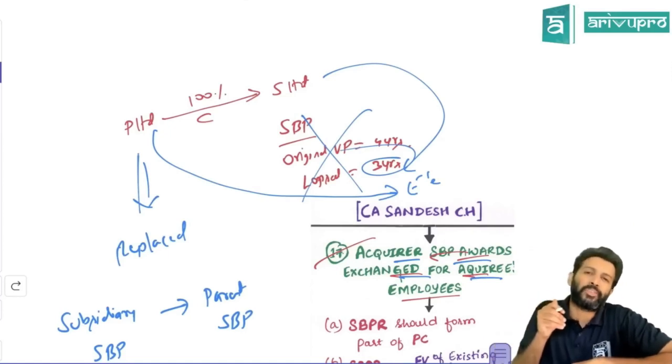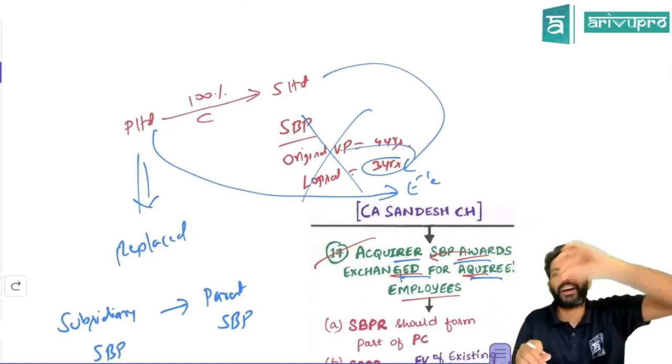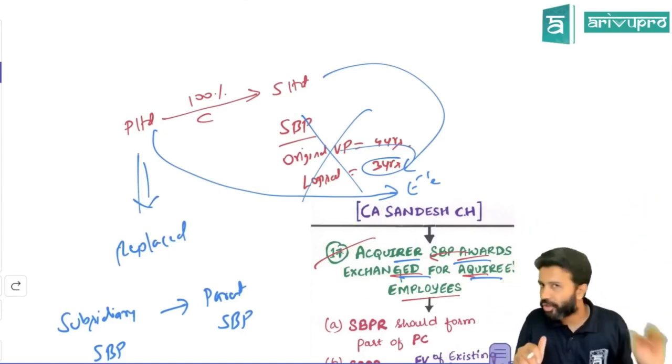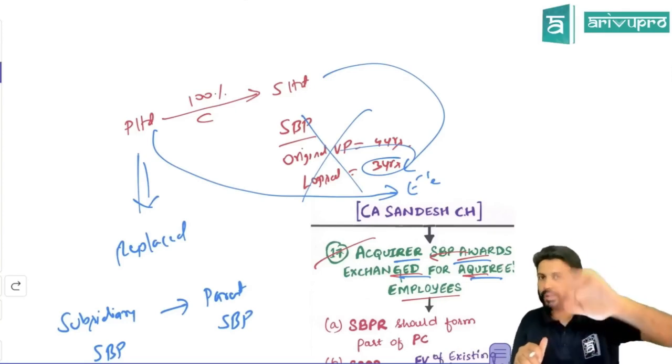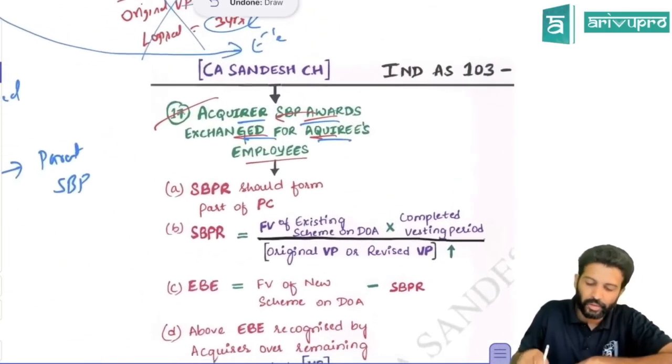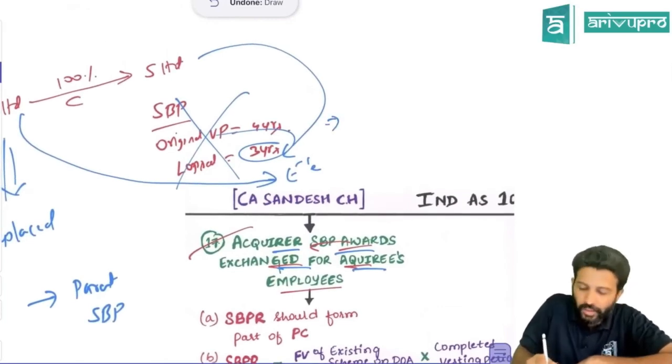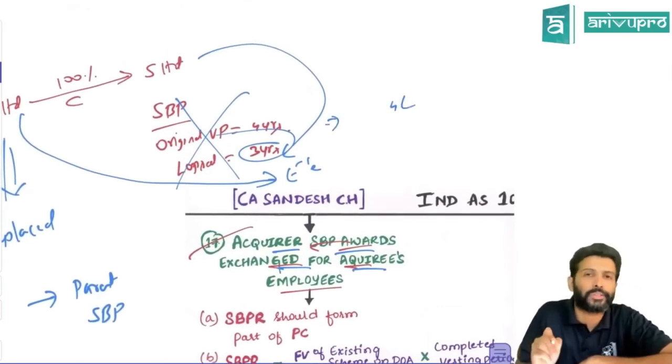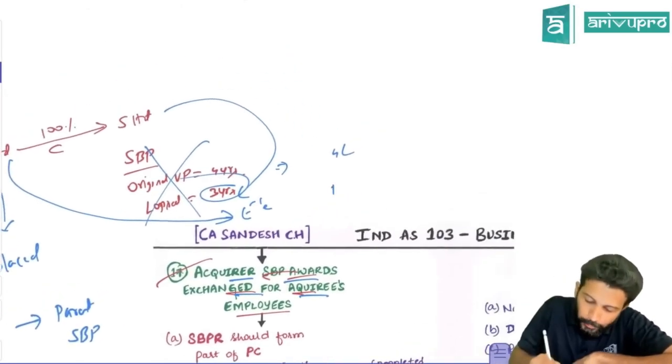And how do you get prorated SBPR? Given as a small formula: fair value of the old scheme divided by original vesting period or revised vesting period, into vesting period completed. That's what it's called over here. Let's say fair value. Obviously, share-based plan means it will have a fair value. Let's say the fair value of the scheme is 4 lakh rupees. Assumption. So how do you calculate prorated SBPR?